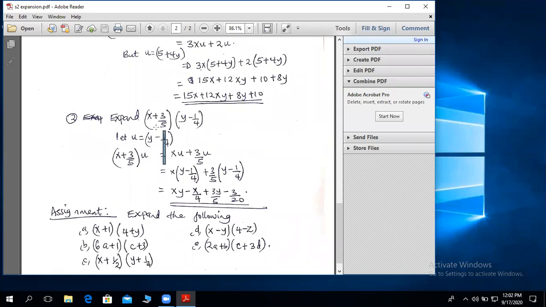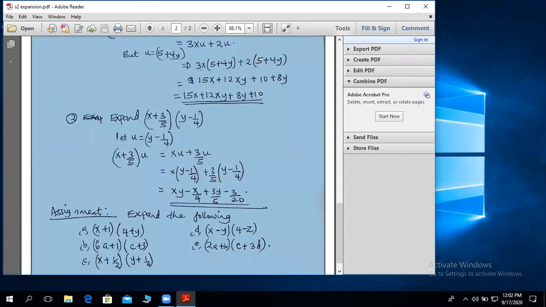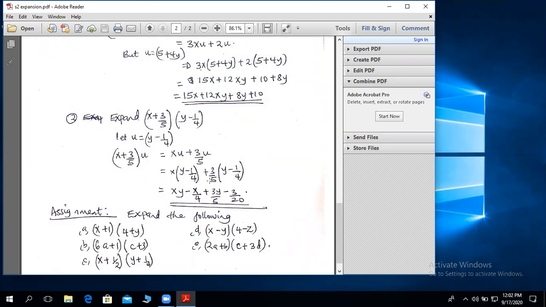If this was a minus, I would be having here minus 3 out of 5, because here it would have been x minus 3 out of 5 into u. So it would be a minus here. And when you are multiplying fractions, keep remembering that it is 3 times 1 out of 5 times 4, which is 20, but it is a negative.